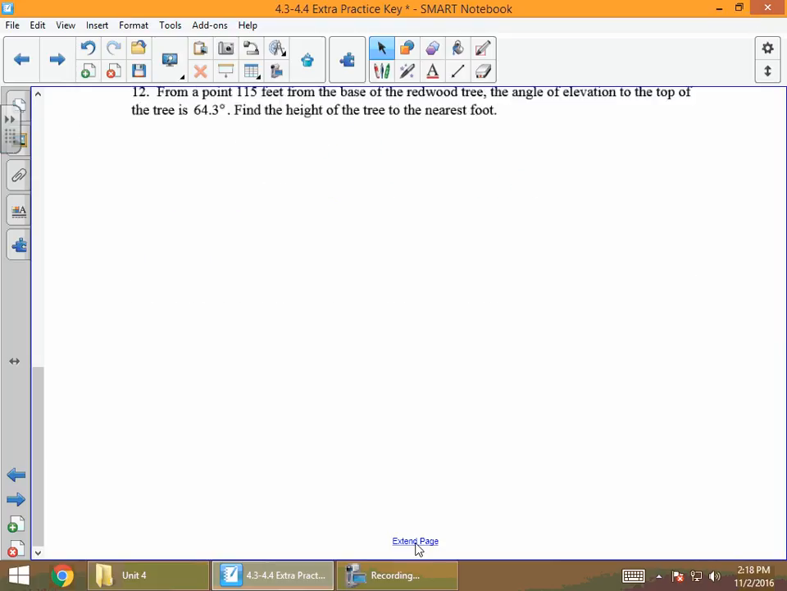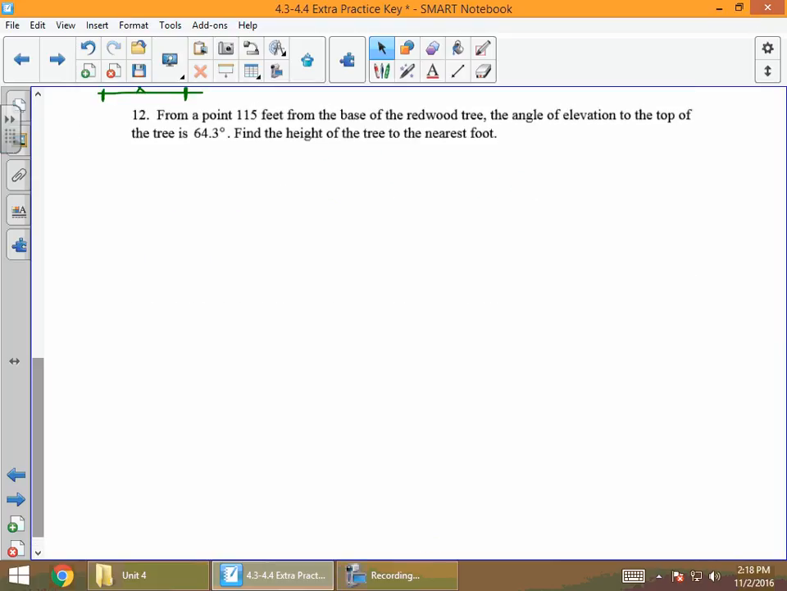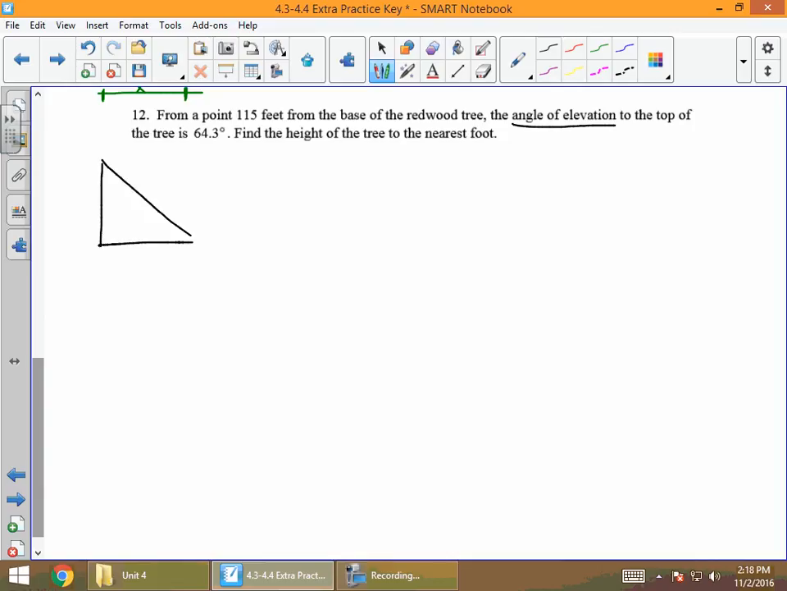And final question, number 12. From a point 115 feet from the base of a redwood tree, the angle of elevation... Once I see angle of elevation, it's going to help me draw my triangle. So again, angle of elevation, my triangle will face this way. From a point 115 feet from the base of a redwood tree, so we're talking about a horizontal distance. The angle of elevation is 64.3. Find the height of the tree. So we'll call this T for tree.